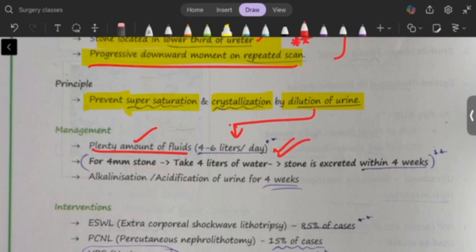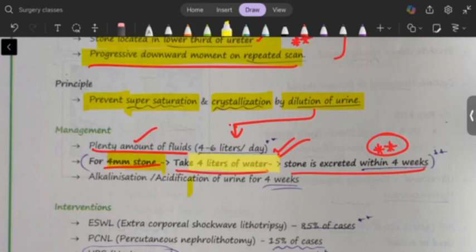If the stone is more than 4 mm, then take 4 liters, and the stone is excreted within 4 weeks, that is 1 month. So this is usually a common saying. If there is a 4 mm stone, drink 4 liters of water a day, and the stone will pass in 4 weeks. This is what they usually say.